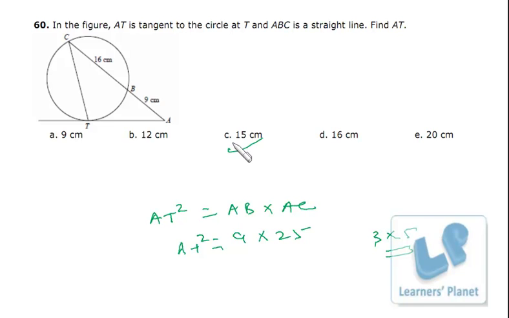AT square is 9 into 25, so AT will be 3 into 5, 15. The problem can be solved in seconds if you know the tangent secant theorem, right? Too many times I have explained this tangent secant theorem.